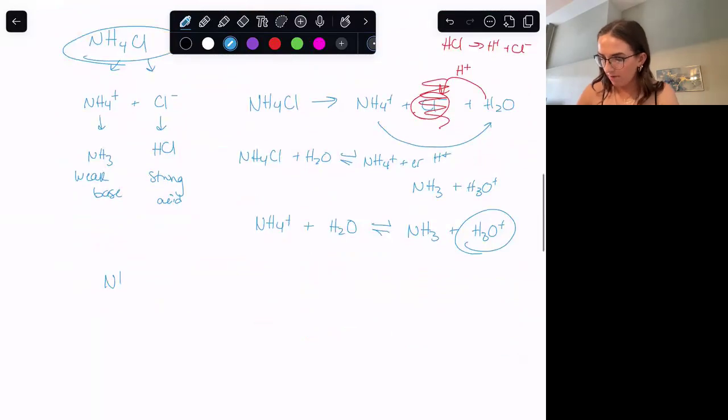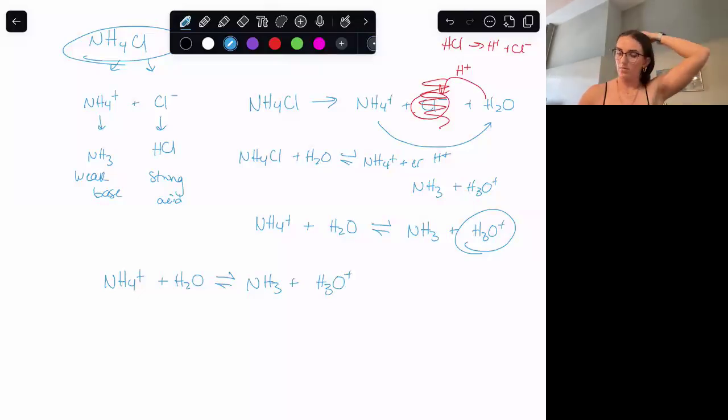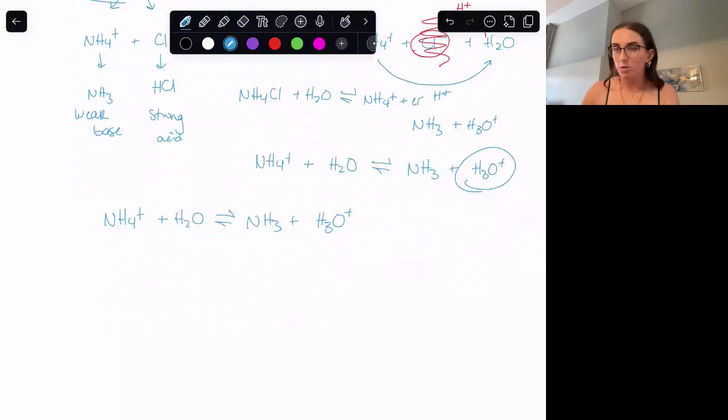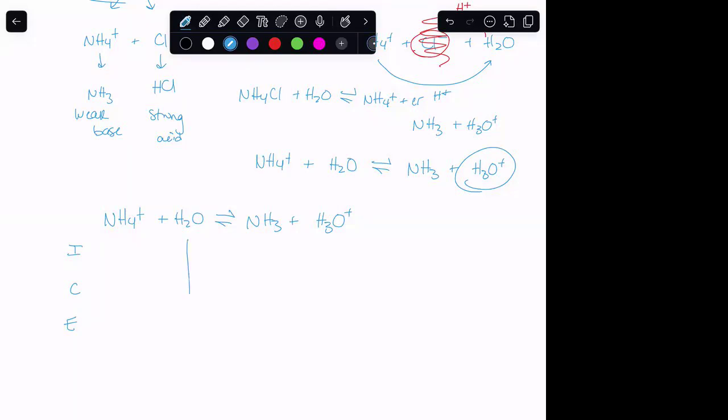All right, we can keep going. So we have NH4 plus and H2O. That's going to form NH3 and H3O plus. We're now going to form our ICE table. Do we care about water? No.